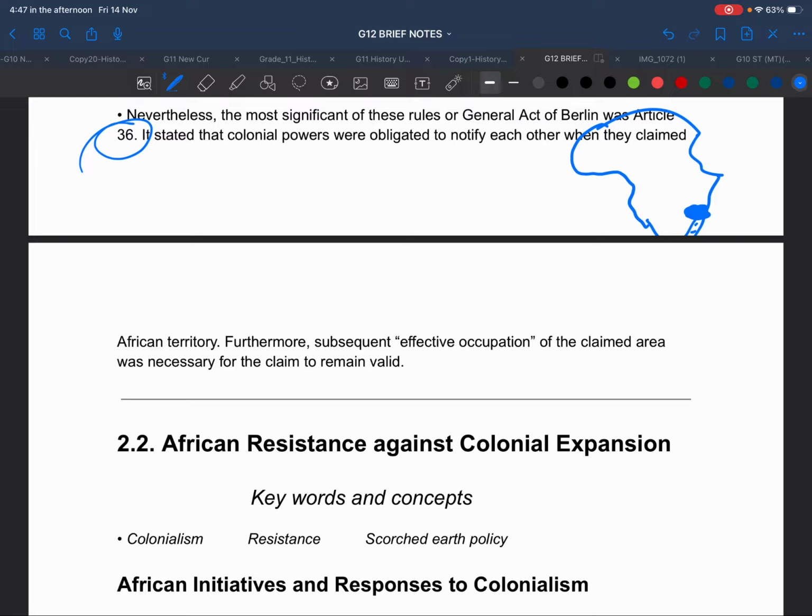If there was a British claim over part of African territory, she had to notify, announce, declare that this territory was about to be controlled by Britain. The implication was just to avoid bloody wars among European powers, to partition, to scramble for Africa, by avoiding bloody wars among themselves.